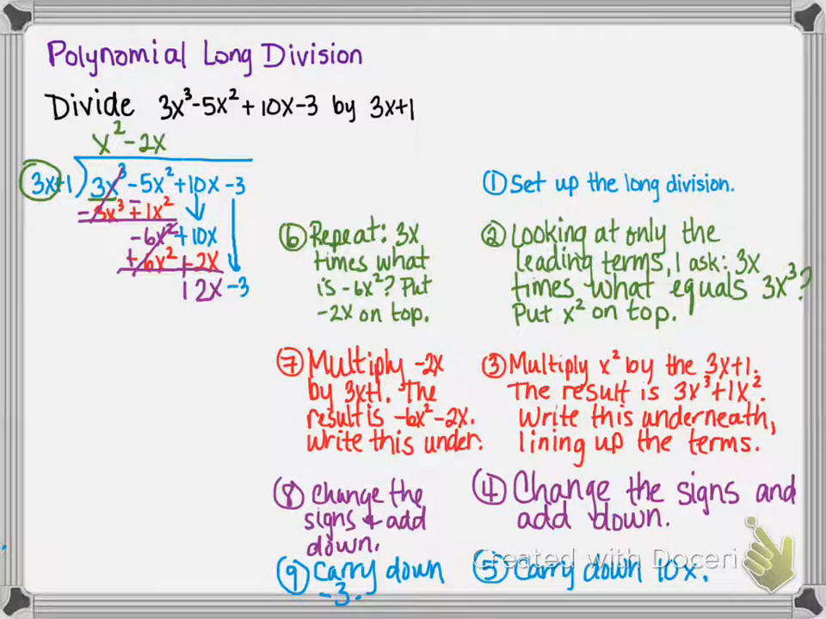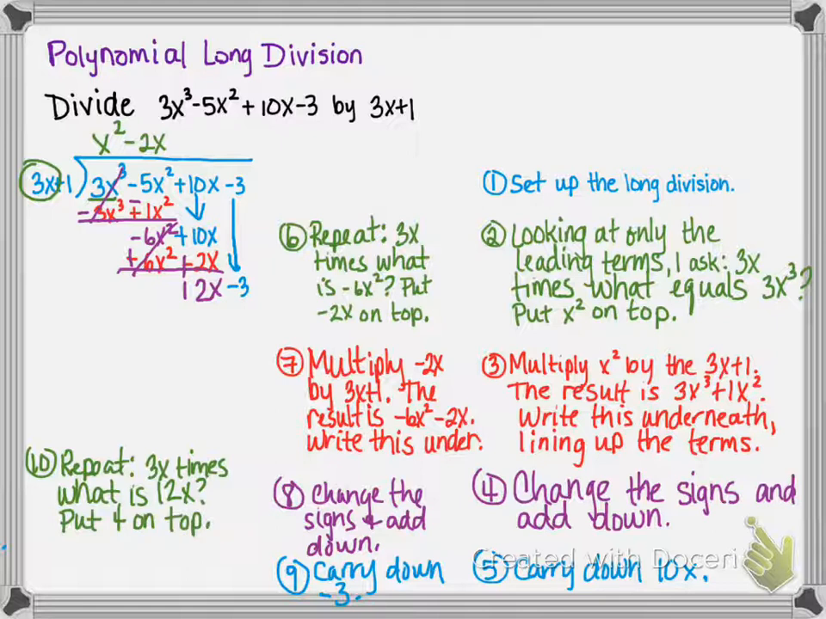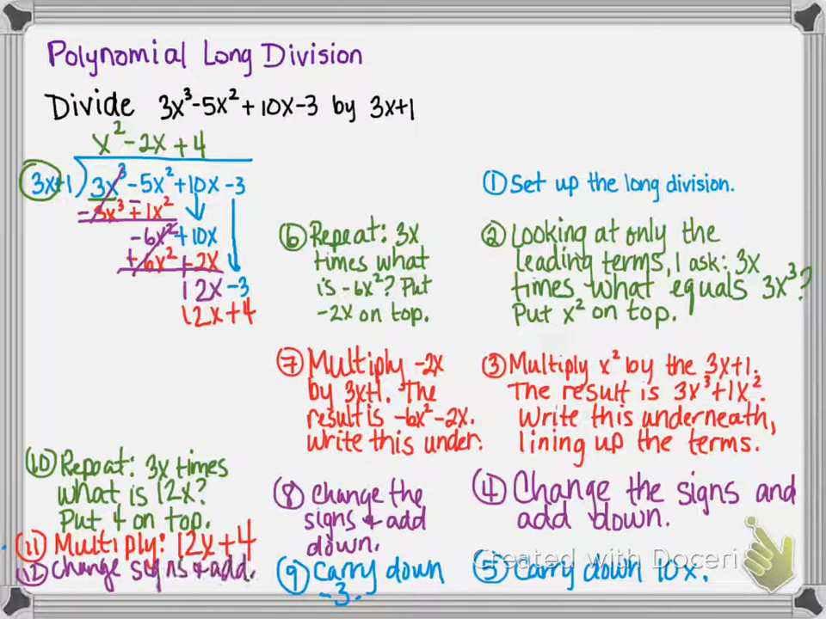Okay, repeat again. What times 3x equals 12x? Put 4 on top because 4 times 3x is 12x. Now we'll multiply 4 by 3x plus 1, and I get 12x plus 4, and I'll write that down. Now I'll change the signs and add down. So it becomes negative 12x minus 4. Adding, the 12x's cancel. Negative 3 minus 4 is negative 7.